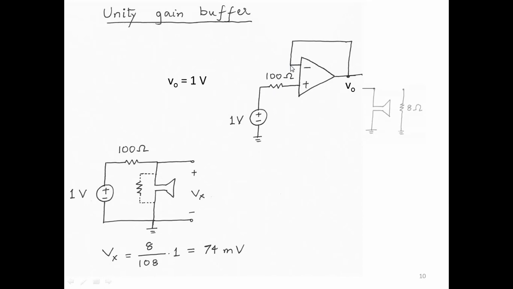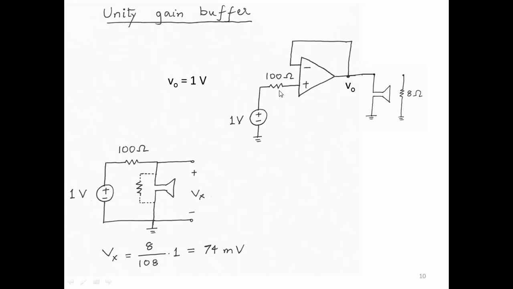Suppose at the output of this op-amp, I have connected a speaker. Let's say this is some audio signal coming from a microphone, a source that has a series resistance, a source resistance of 100 ohms. And the Thevenin's equivalent of that signal is the voltage source in series with a resistance.